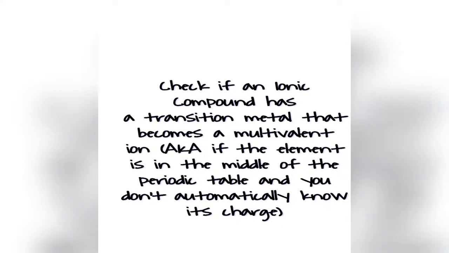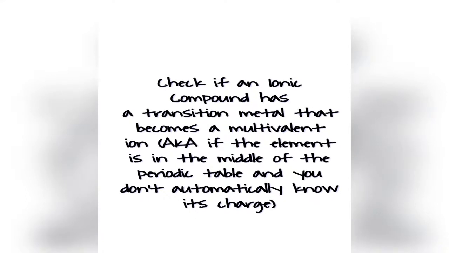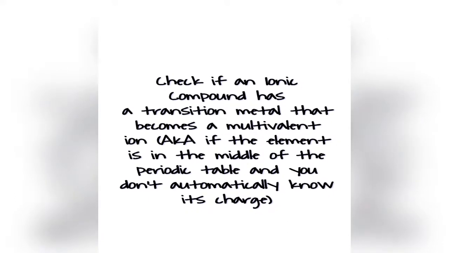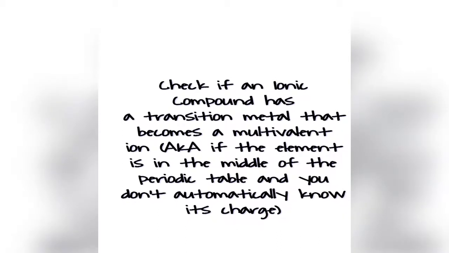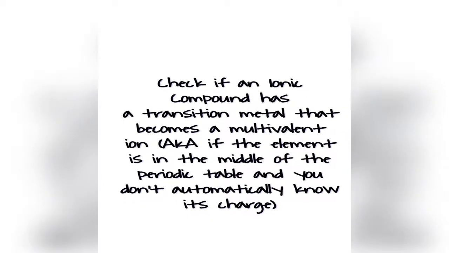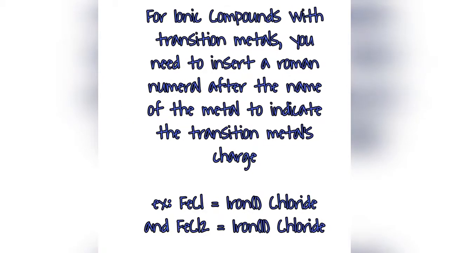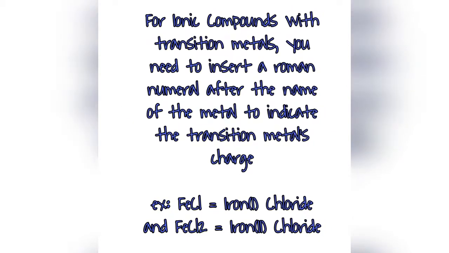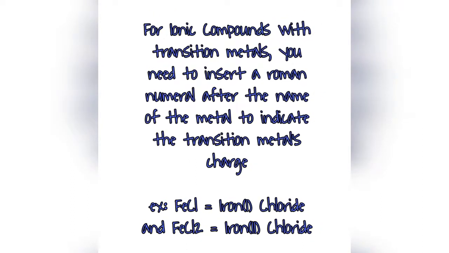Check if an ionic compound has a transition metal that becomes a multivalent ion, that is, if the element is in the middle of the periodic table and you don't automatically know its charge. For ionic compounds with transition metals, you need to insert a Roman numeral after the name of the metal to indicate the transition metal's charge.